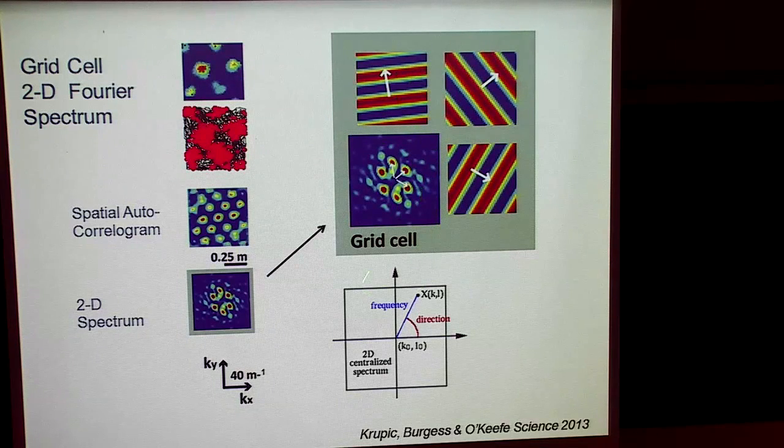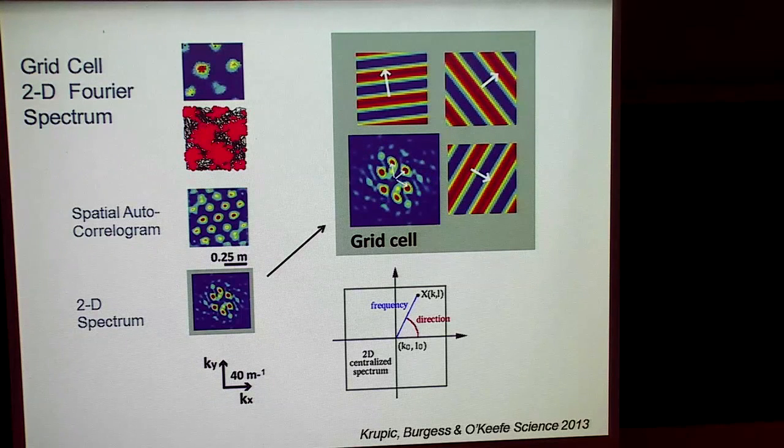the actual location of these colored dots here represents the direction of the plane wave, the distance from the center represents the frequency of the plane wave, and the color represents the actual power of it. So, for example, a standard grid cell would be represented by this kind of plot, showing that there are three different spectral components at about 60 degrees relative to each other.